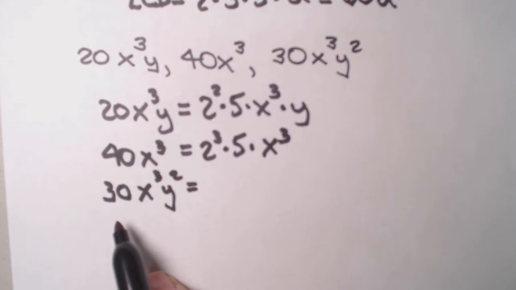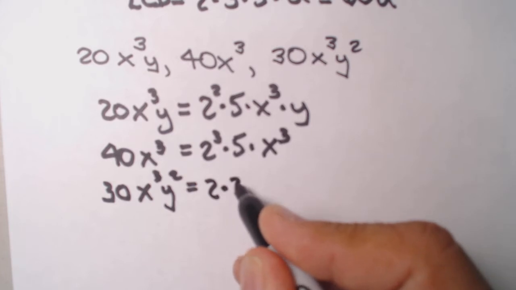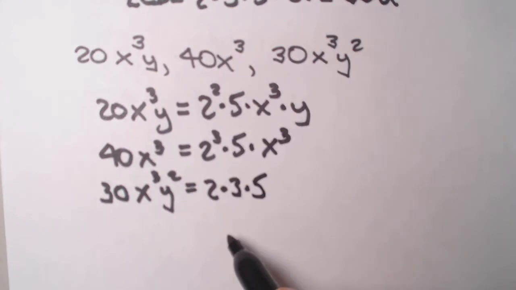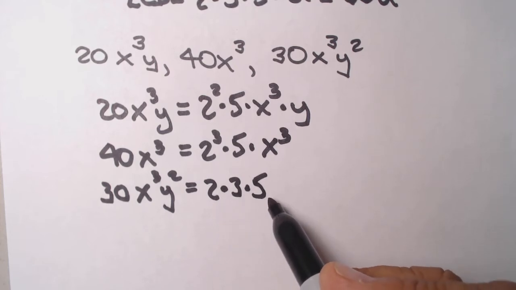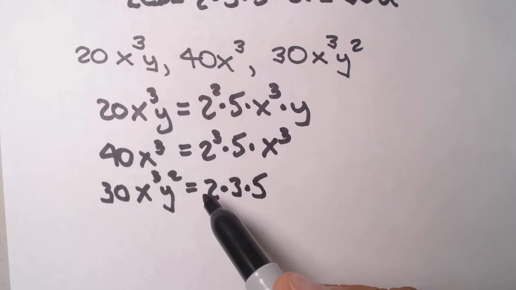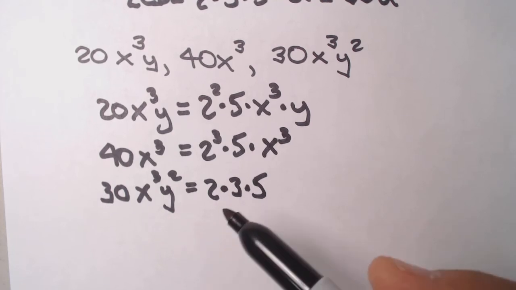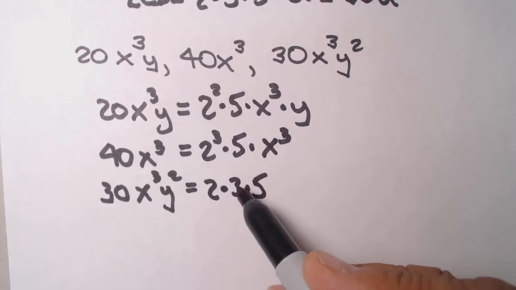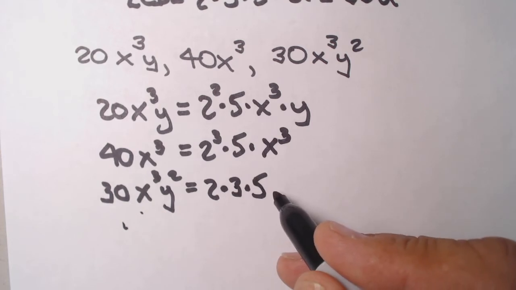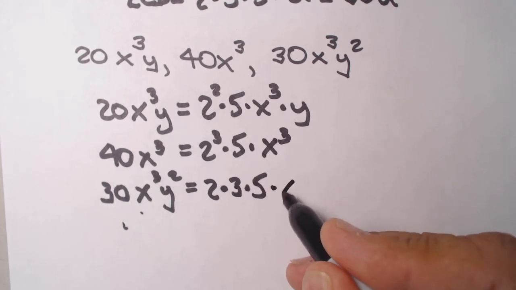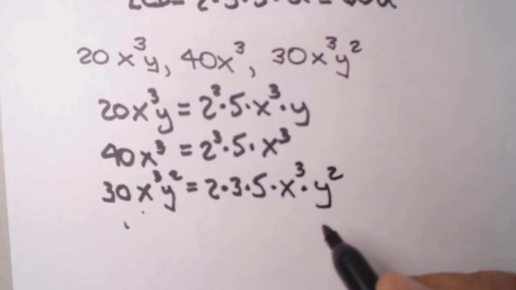Okay, 30 is 6 times 5. 6 is 2 times 3. Now notice, again, these are all prime numbers, and they multiply back together to give you the 30. We figured them out in our head, but you could use a prime factor tree as well if you wanted. Now let's double check once more. 2 times 3 is 6, times 5 is 30. The variables now are the easy part. We've got times x cubed times y squared.